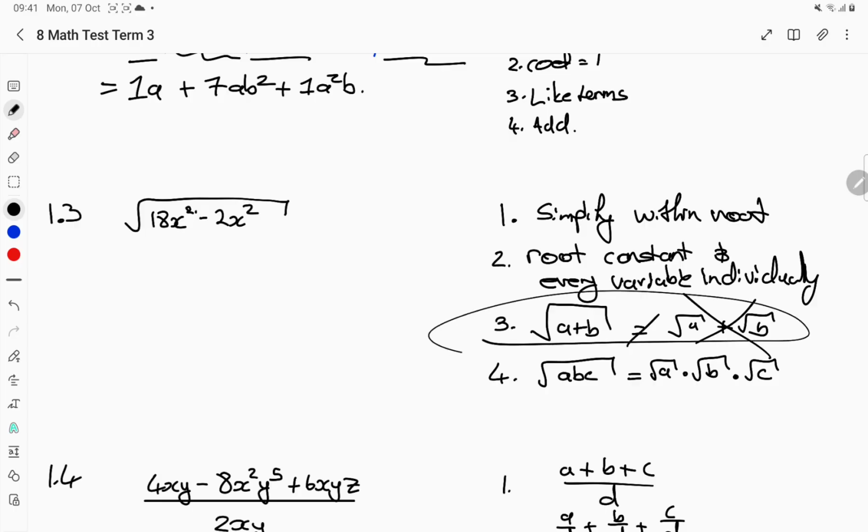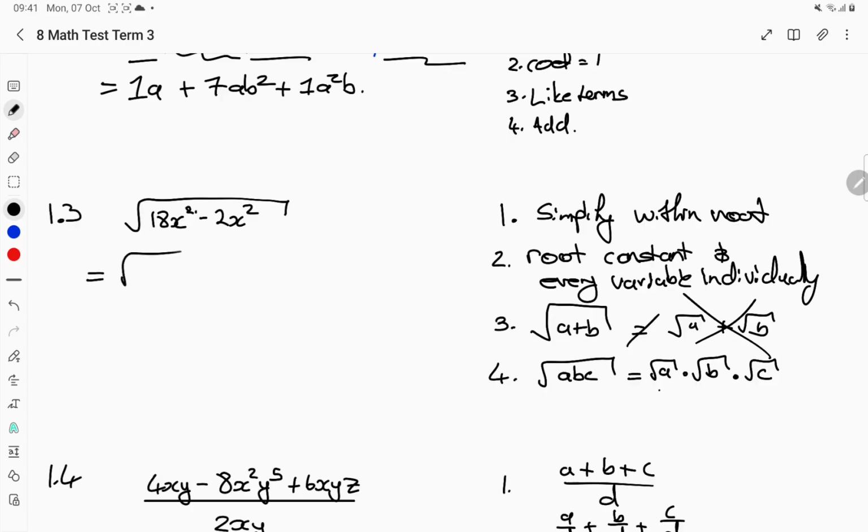Tip number 3 I'm showing you here is that we can't root two separate terms like this. It doesn't work this way. You have to do it this way. So you square root a, b, c, you'll root every single individual component within that root over there. All right, so have a go with that one.